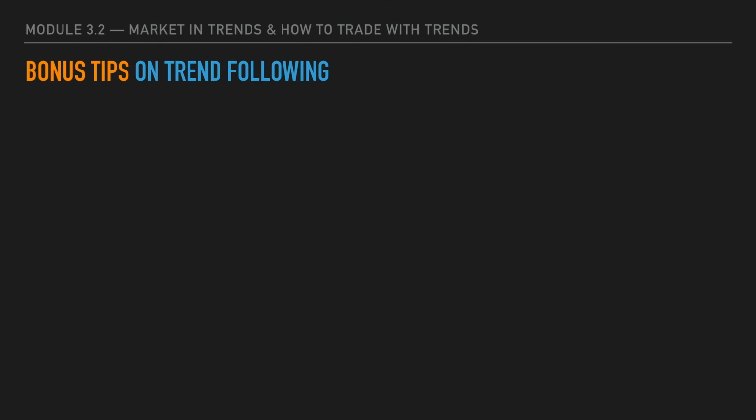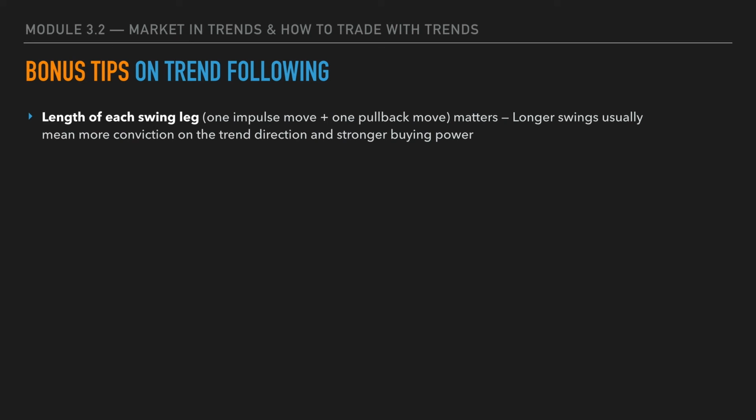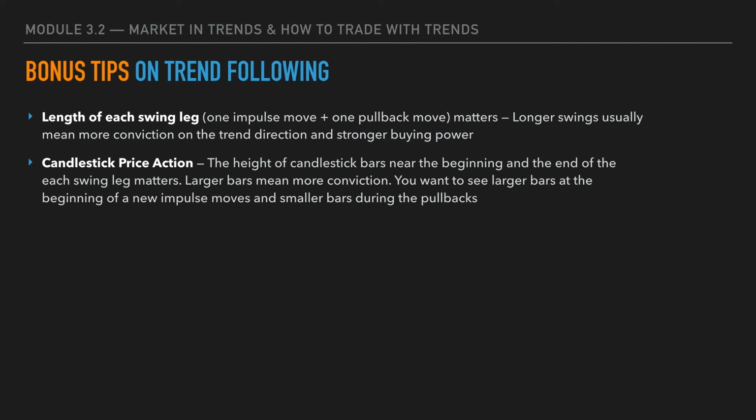Alright, so I'm going to share with you guys some bonus tips on trend following. The length of each swing leg matters. Longer swings usually mean more conviction from the buyers on the trend direction. Don't forget to pay attention to the candlestick price action. The height of the candlestick bars matters, especially at the beginning and at the end of each swing leg. Large bars mean more conviction.